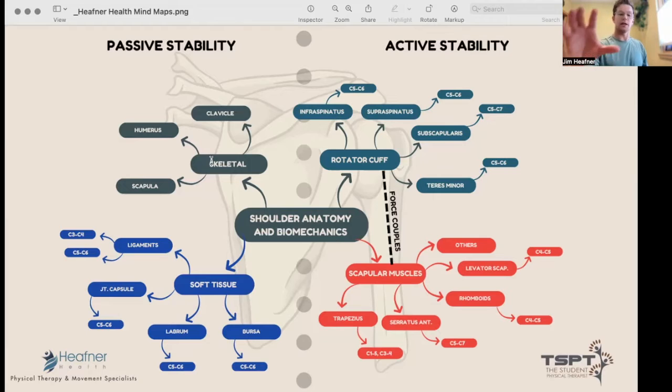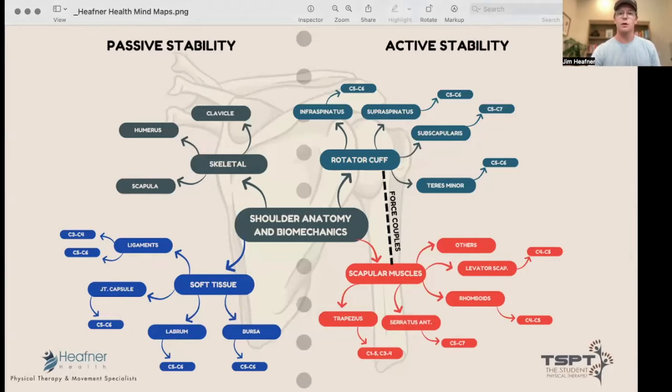So the skeletal structure, it doesn't really have a ton of neural input, but we get all that nervous system input from the first layer, which is this soft tissue that surrounds the area. So we've talked about the skeletal structures, we've talked about the ligaments, and next we're gonna kind of go over the layers of joint capsule, labrum, and then the bursa.